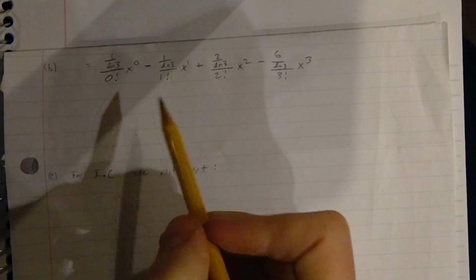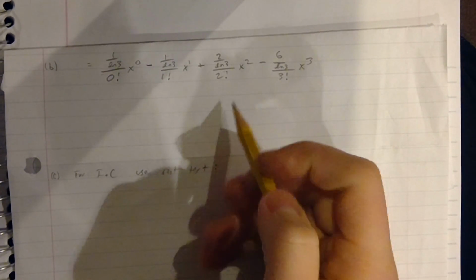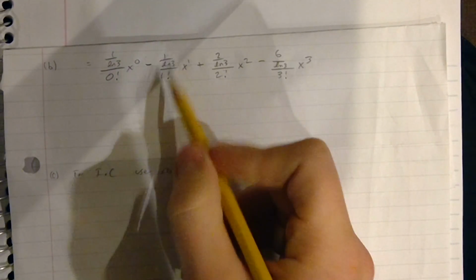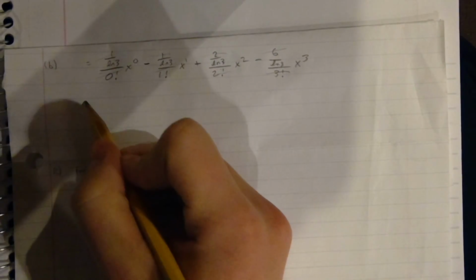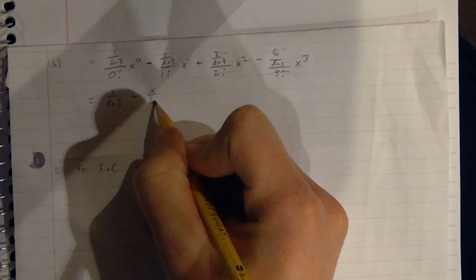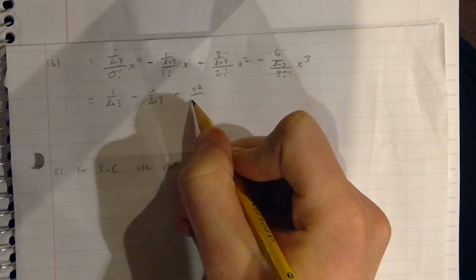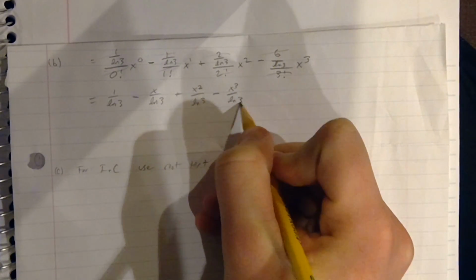And you'll notice that these values all get canceled out by the factorials beneath them, as 6 is equal to 3 times 2 times 1, that's 6 as well. 2 over 2, 1 over 1, 1 over 1, they all go to 1. So we can just get rid of these and write this instead as 1 over ln 3 minus x over ln 3 plus x squared over ln 3 minus x cubed over ln 3.